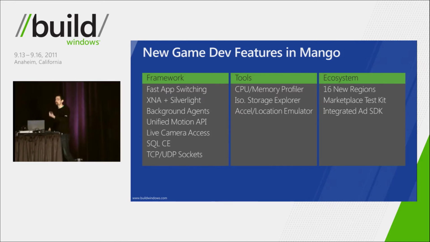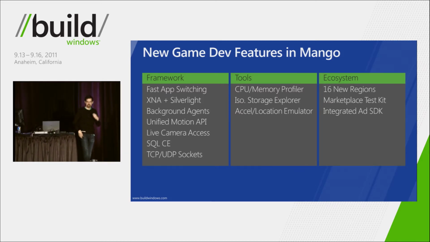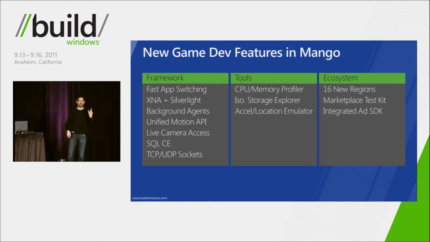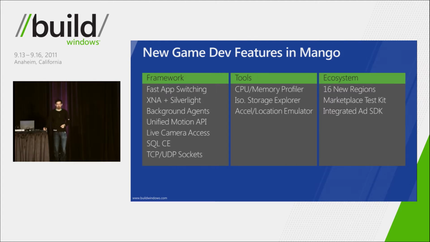Fast app switching, the XNA Silverlight story, background agents to manage things like music playback and transfer in the background, the Unified Motion API, access to the live camera feed, SQL-CE for all of your RPGs and relational database games, of which I'm sure there are hundreds, literally hundreds. TCP UDP socket connections, so you can do multicast multiplayer over a router if you want to. Tools, a new CPU memory profiler, which is available to you as far down as the Express Edition for free. It's fantastic. Isolated Storage Explorer, which gives you the ability to go, did I really save a file there?